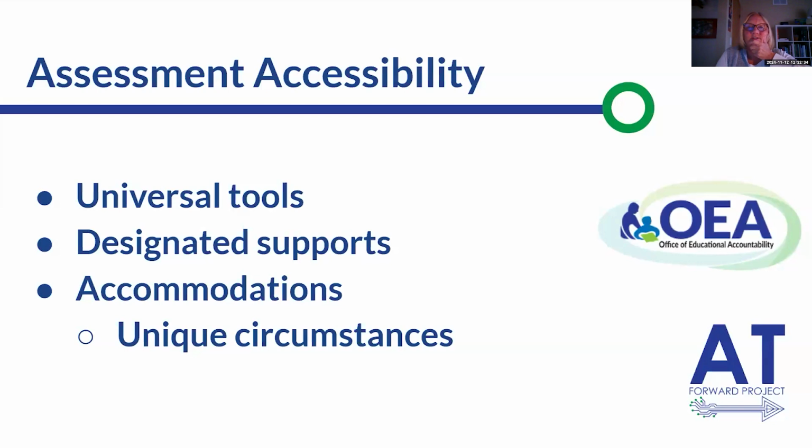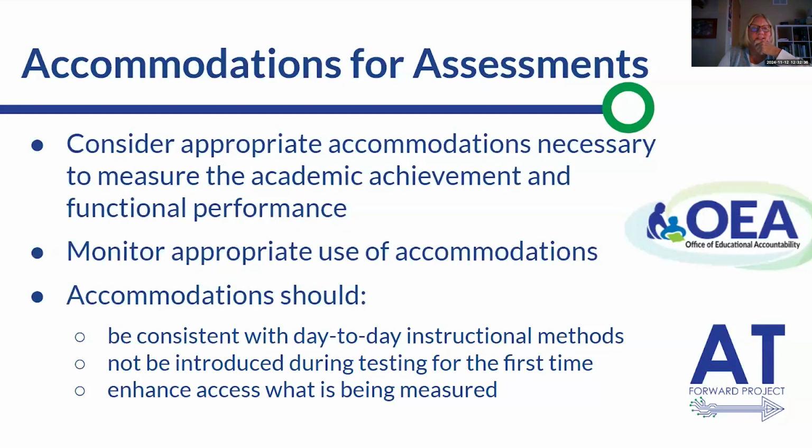So, accommodations for assessments on the next slide. You consider these things necessary to measure academic achievement. We cannot measure their achievement unless we have these accommodations in place. We cannot effectively know what our students know and are able to do when we remove those accommodations, right, or don't provide them. So we want to make sure that they have them.